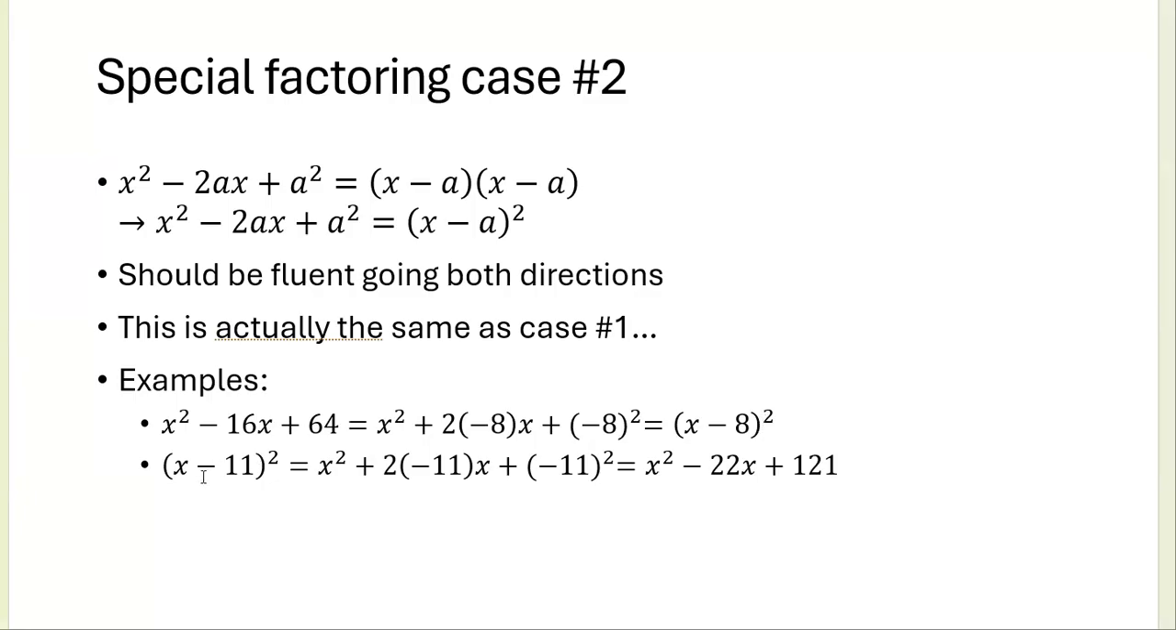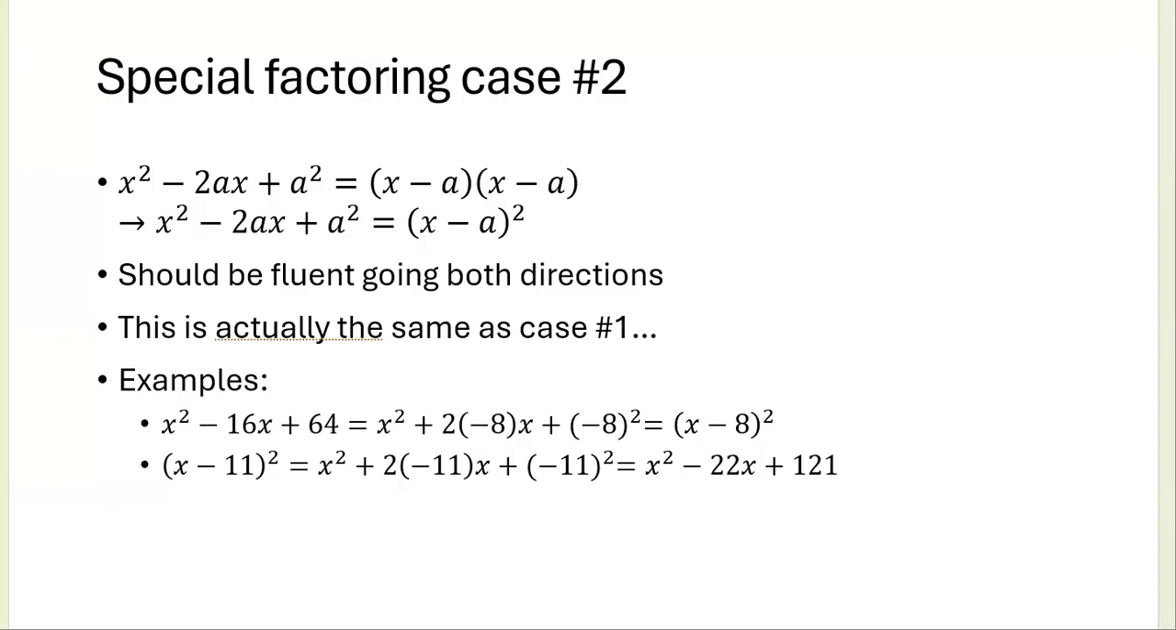Okay? And then we have to be able to go the other direction. So like x minus 11 squared is x squared minus 2 times minus 11. Oh, sorry, plus 2 times negative 11x. And see, notice how I'm doing it using the other formula, not this one. It's the exact same thing. Plus negative 11 squared is x squared minus 22x plus 121. Okay.